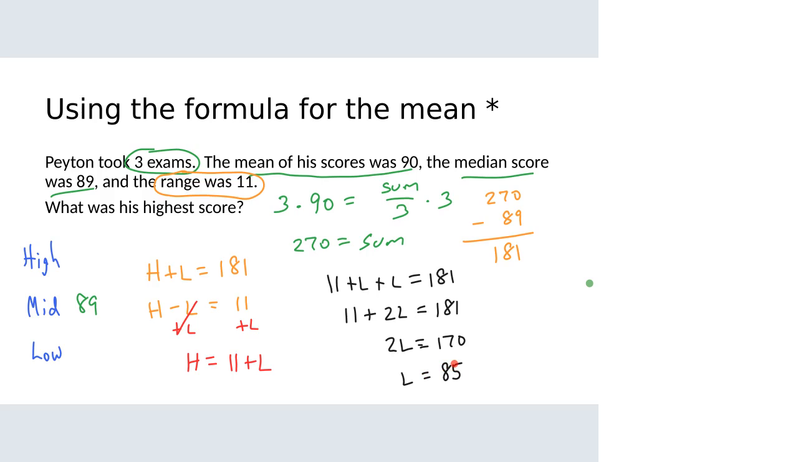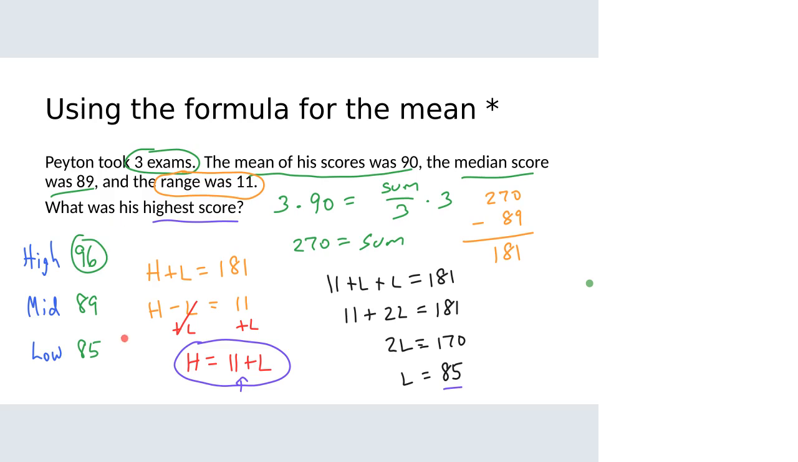What I've just found is that Peyton's lowest score was 85, and that's valuable for me. That's good to know. But this poll asked me what's the highest score, so I need to get that. Well, if I know the highest is just the lowest plus 11, then 85 plus 11 means the highest must have been 96. And the poll asked for his highest score, which sure enough is 96.